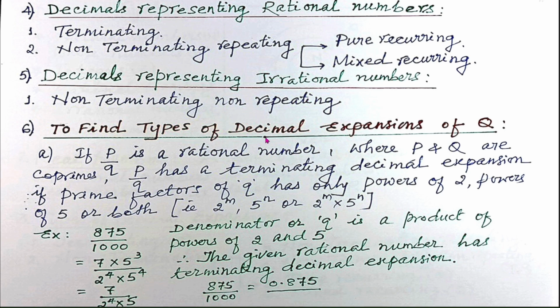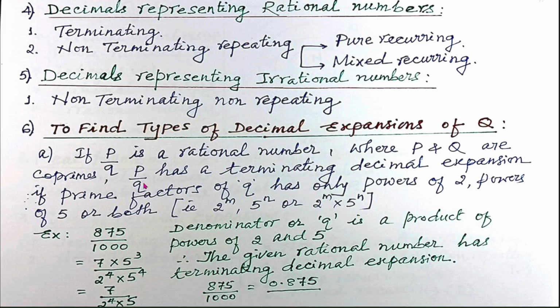Now, in this session, we will be learning how to find the types of decimal expansions of Q. Now, if you have a rational number p by q, we can divide p by q and get a decimal expansion. We can find out what type of decimal expansion it is. Is it a terminating decimal expansion or a non-terminating recurring decimal expansion, pure or mixed? But how to find the type of decimal expansion of rational numbers without dividing p by q is our study. And for that, the method is very simple.